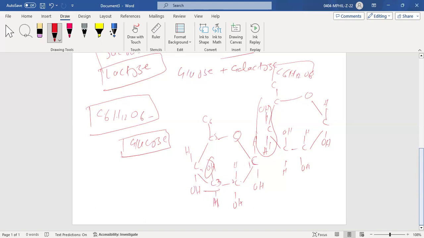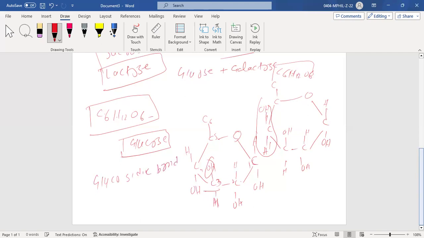Okay, you can also add some other structures here. For example, in case of disaccharide, you can add two structures, for example, maltose. You can add two glucose with each other. How are they combined with one another? What is the bond which is present here? In case of carbohydrates, condensation, the glycosidic bonding. Yes, glycosidic. Remember.